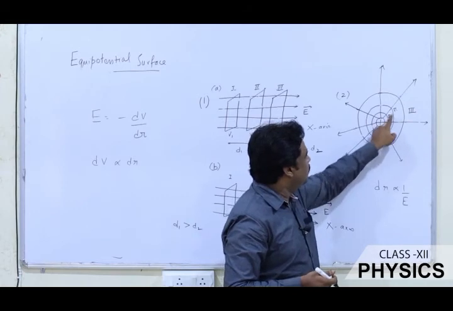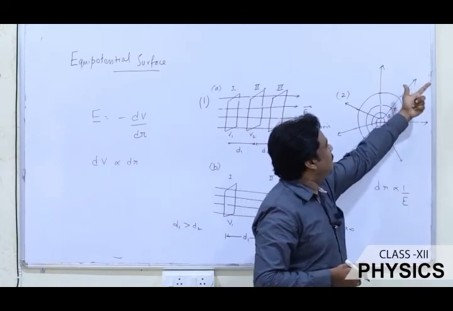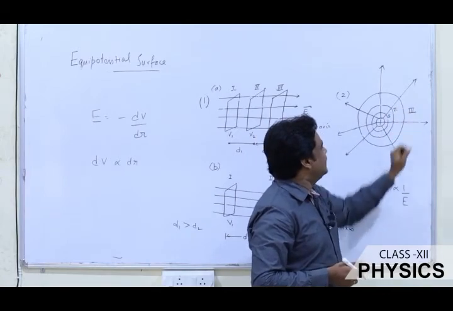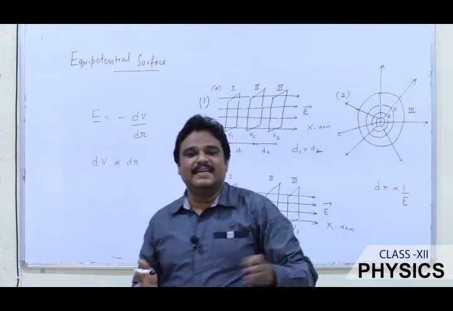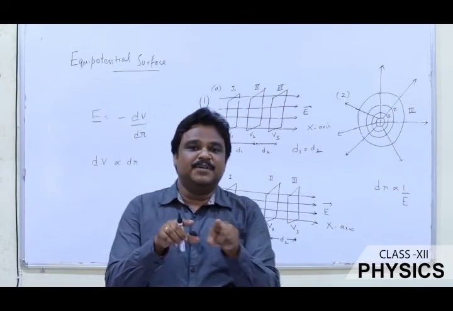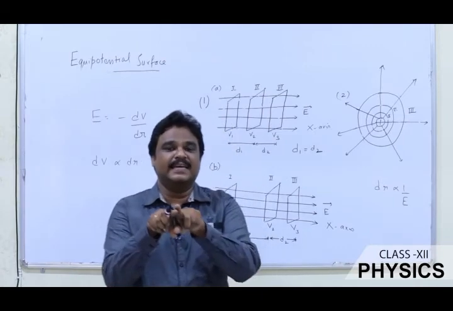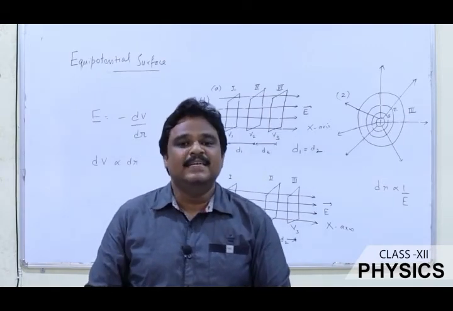Initially you can see 1 and 2 are closer. This means the electric field is stronger, and as we move apart, there is an increase in separation that clearly says that the electric field is weaker. That is one property we studied: where the equipotential surfaces are closer, the electric field is stronger, and where they are far apart, the electric field is weaker.